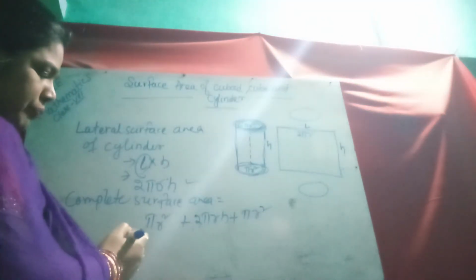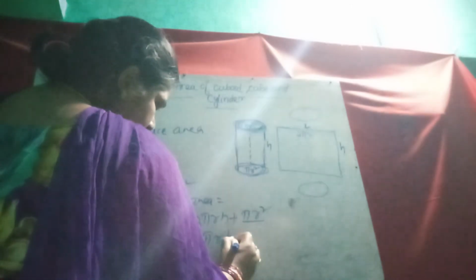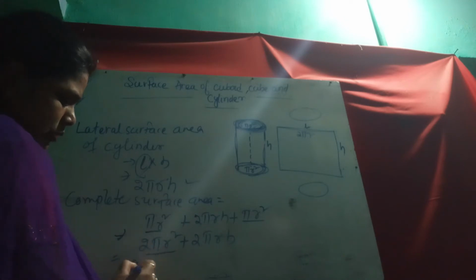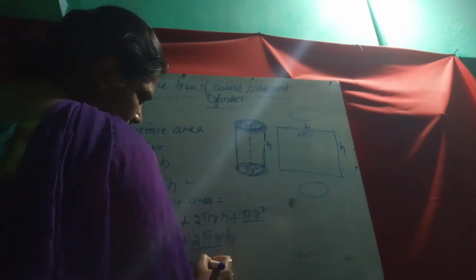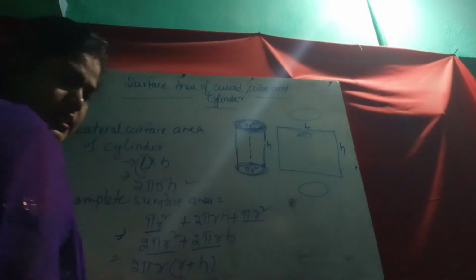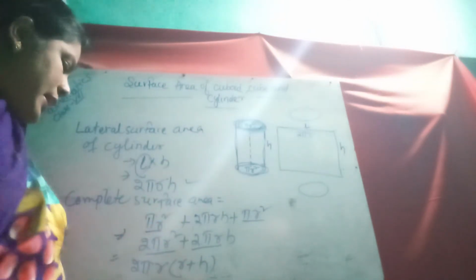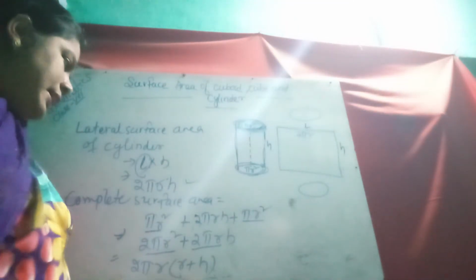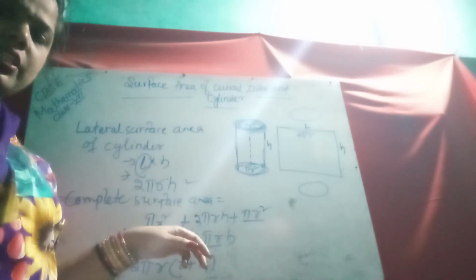Find the common factor: pi r square plus pi r square is 2 pi r square, plus 2 pi r h. Then the common factor is 2 pi r, so 2 pi r times r plus h. So the complete surface area of a cylinder is 2 pi r into (r plus h). Then the lateral surface area of a cylinder is 2 pi r h.